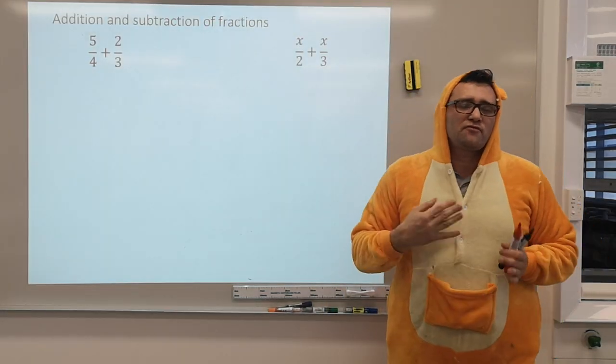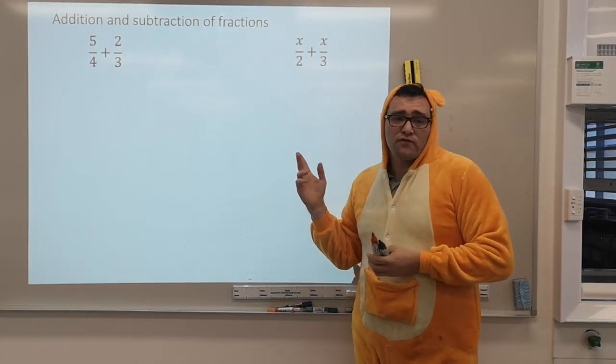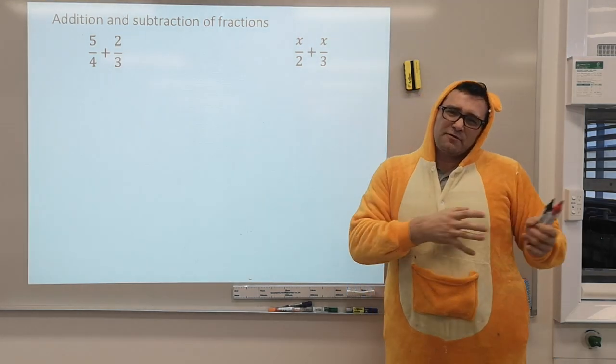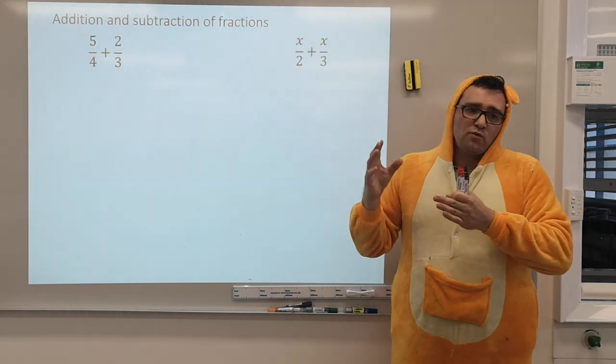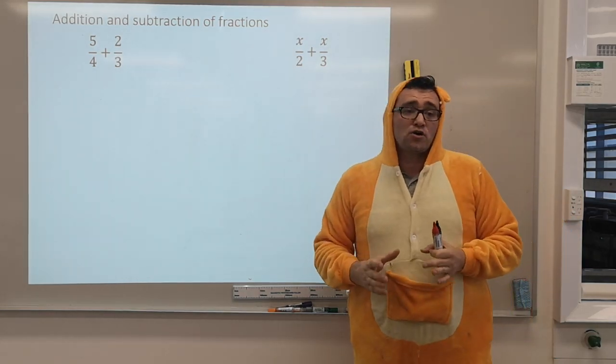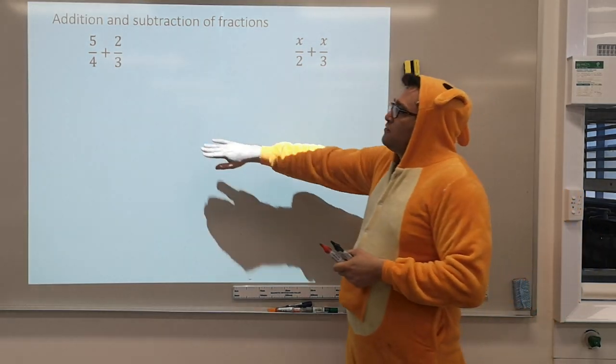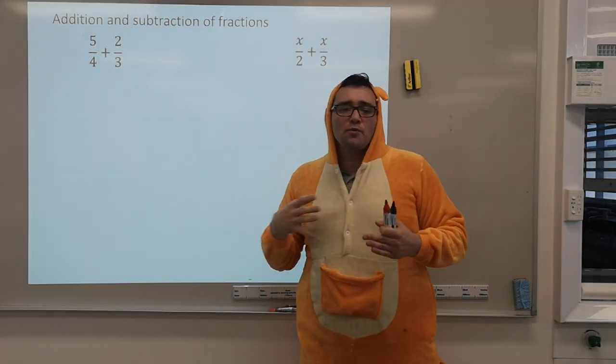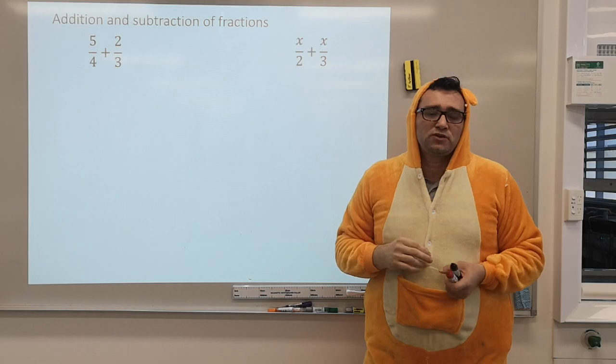So firstly we're going to look at a regular fraction. So we've got 5 over 4 plus 2 over 3. So the way we would have learnt probably around grade 7 is that if we want to add fractions together we need to have a common denominator. So if we've got a denominator of 4 and a denominator of 3, our lowest common denominator would be 12.